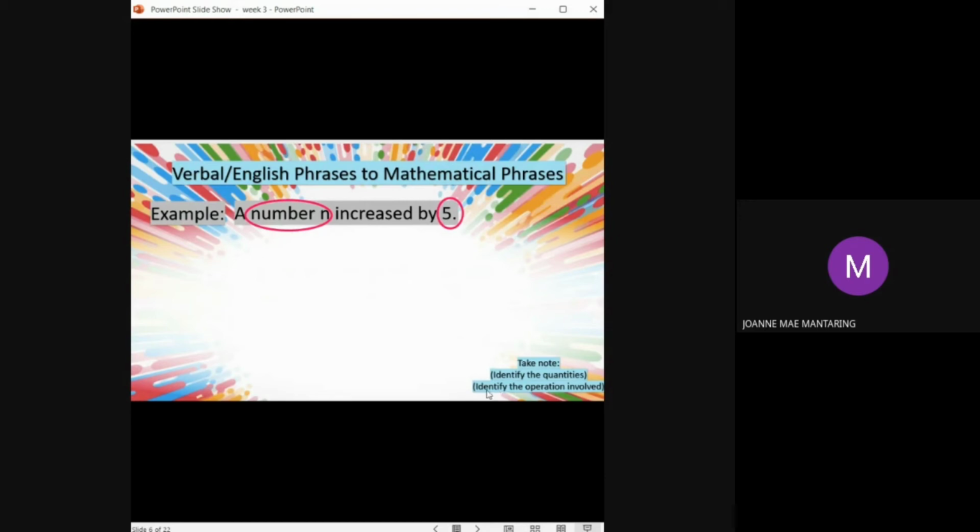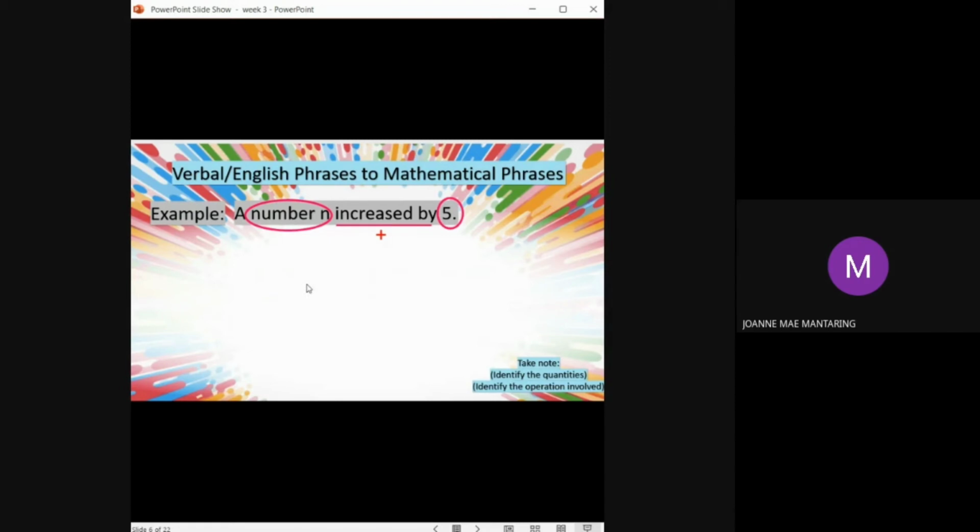Next one is identify the operation involved. As you can see in our example, wala naman po dyan sinabing addition, subtraction, multiplication, division. Kasi yun po yung operation natin. Pero may keyword po dito, which is increase by. And if you can still remember dun sa diniscuss ko earlier, increase by is associated with, okay, very good, addition.